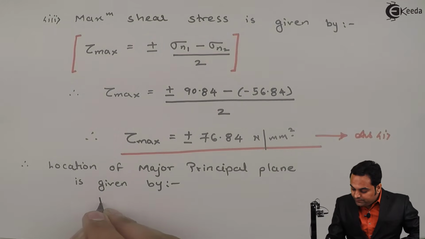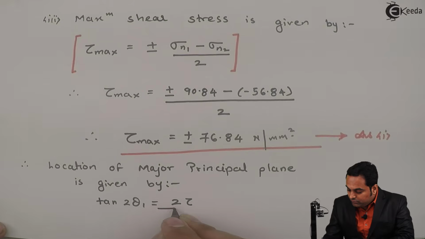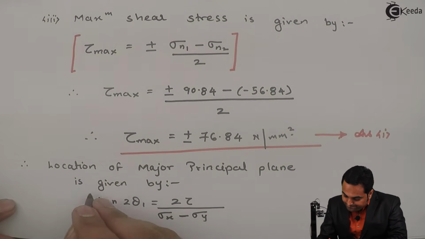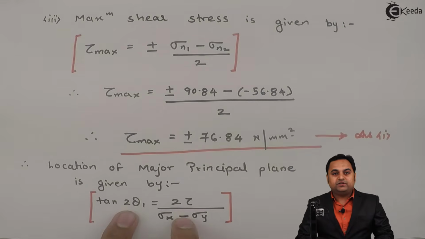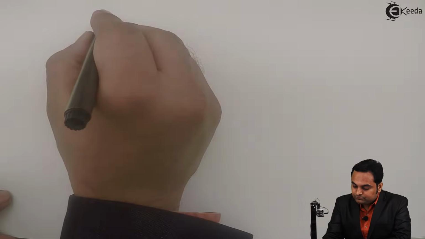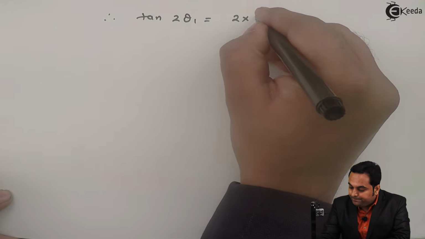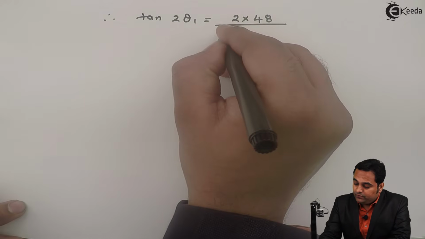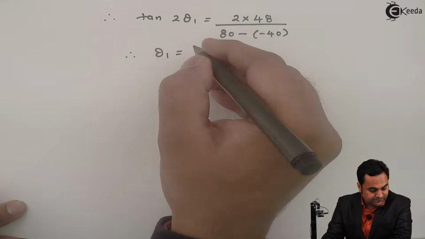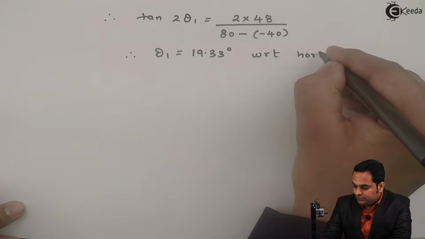So here the formula would be tan 2 theta 1 is equal to 2 into tau upon sigma x minus sigma y, where theta 1 is the location of the major principal plane. So putting the values here, tan 2 theta 1 is equal to 2 into tau, which was 48, upon sigma x, it was 80, minus sigma y, minus 40. So from this I'll get the answer of theta 1, which is 19.33 degree with respect to horizontal.